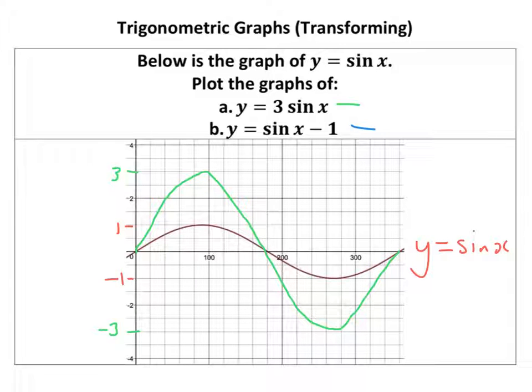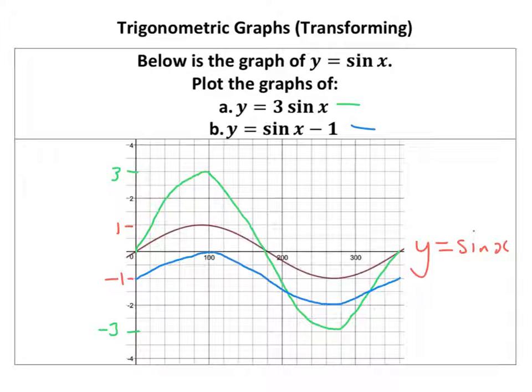Now the next one says y equals sine x - 1. All that means is that everything is shifted down 1. So I'm just literally going to mirror what's going on, but it's just going to be 1 lower. So we're going to get that, and we're going to keep going lower, and there you go.